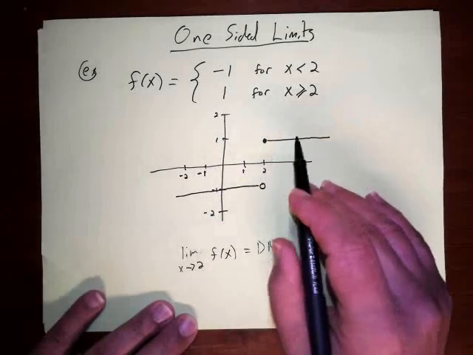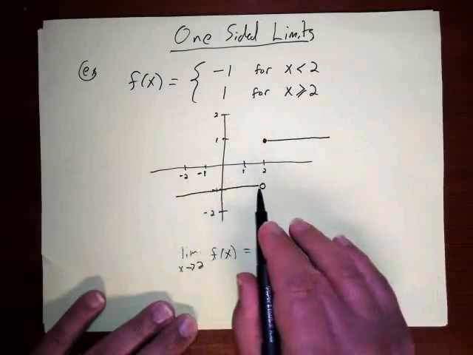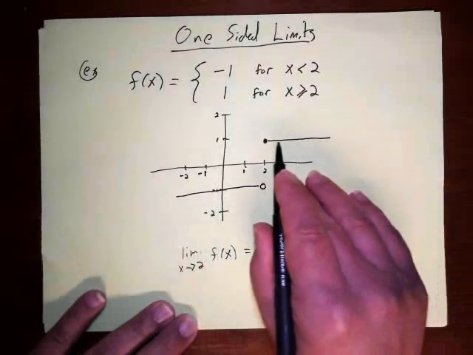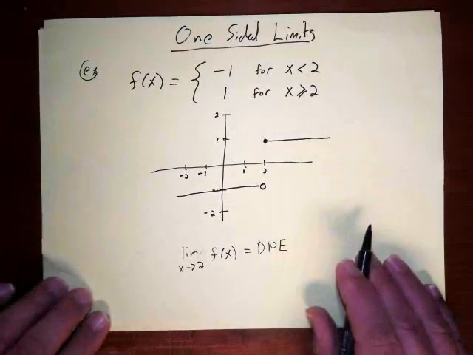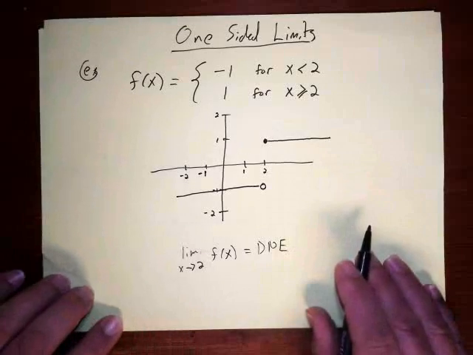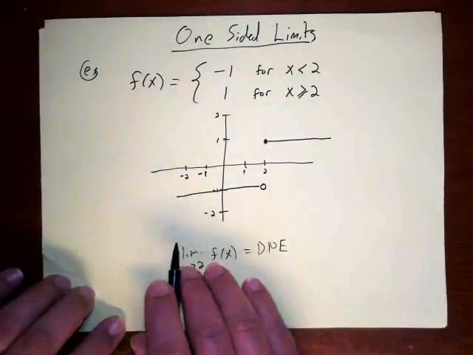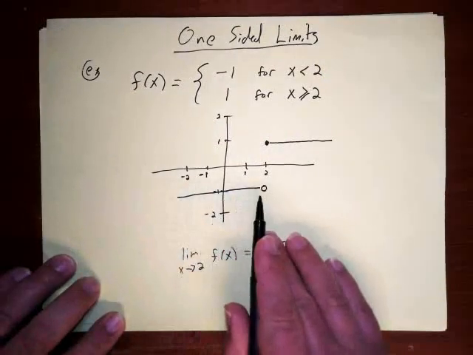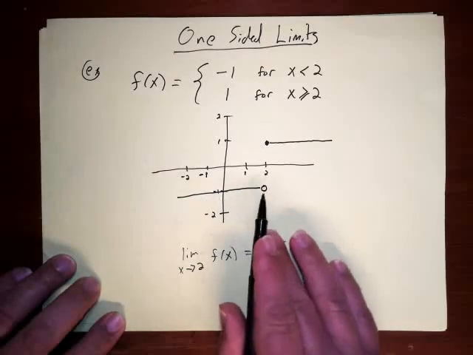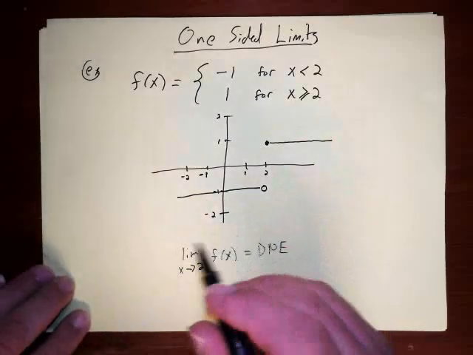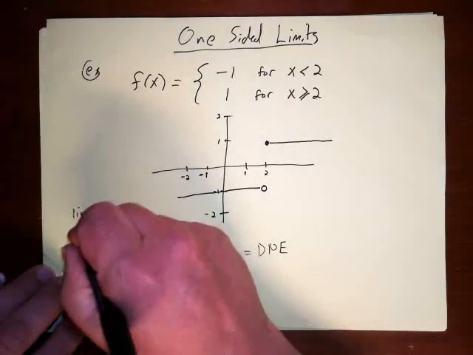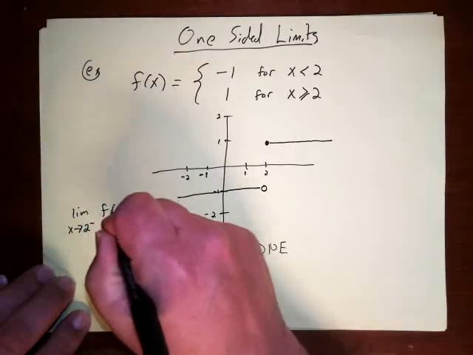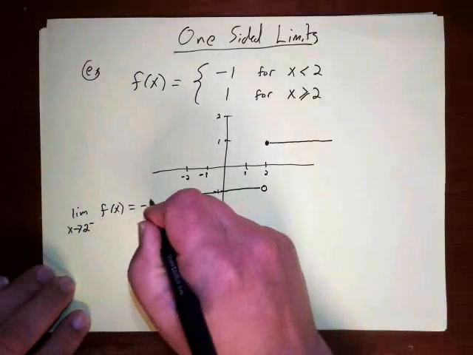Okay, and in this case, as you approach from the negative side, the function approaches -1. As you approach from the positive side, the function approaches +1. So it's useful then to define one-sided limits, because as it approaches from the negative side, the function does approach -1. So what I could write is that the limit as x approaches 2 from the negative side of f of x is equal to -1.